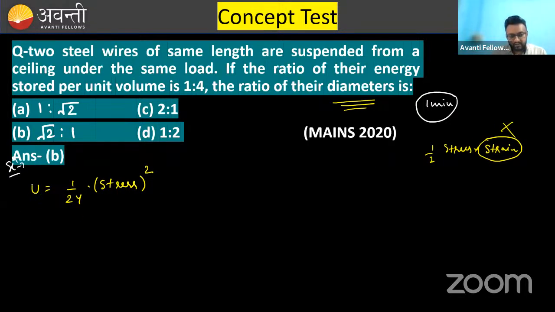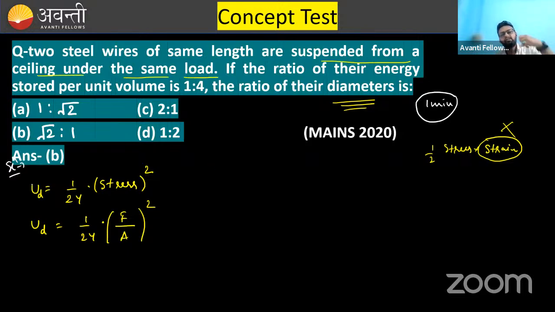Now again, this is energy density. In the next step, I will write 1 upon 2Y, and stress is force per unit area, and this is squared. Just listen to me very carefully. What is this force? Force applied on the wire. And the question says suspended from a ceiling under the same load. That means the wire is suspended with the same force. Then if the same force is acting on both the wires, the force will be the same.